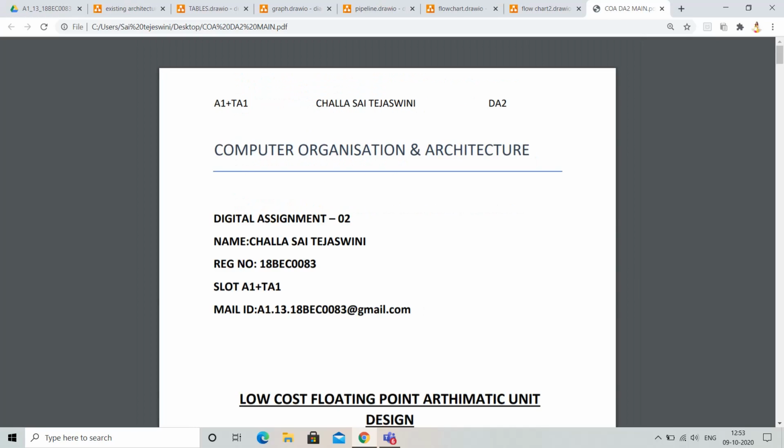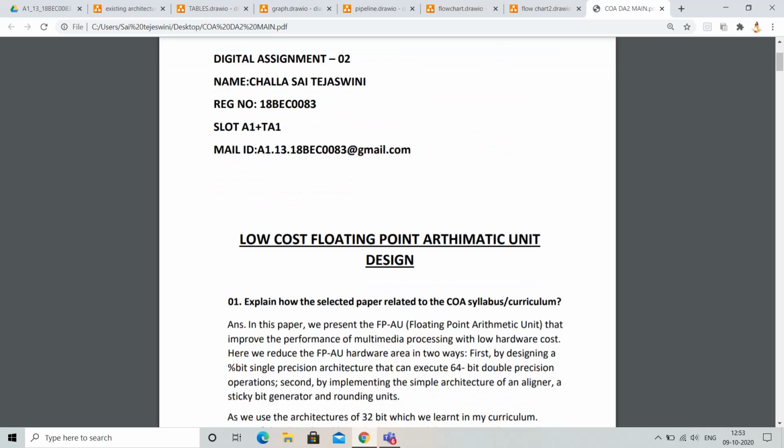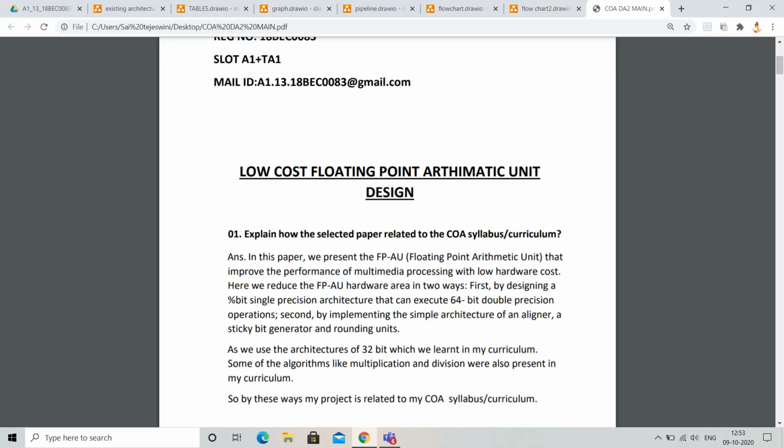This is Tejaswini of registration number 18BEC0083 from slot A1 of serial number 13. I am here to present my digital assignment 2 of computer organization and architecture. The chosen research paper is low cost floating point arithmetic unit design.